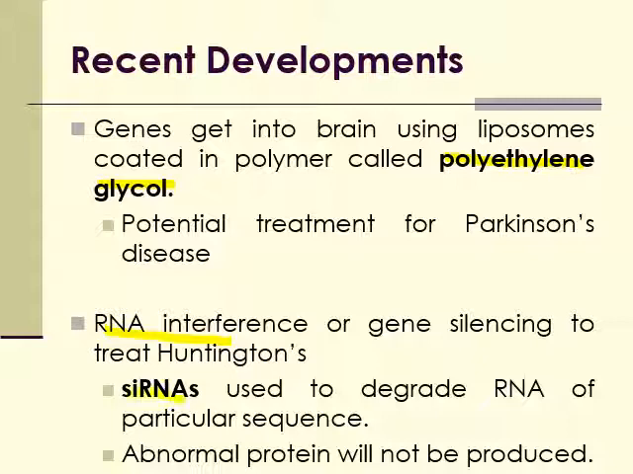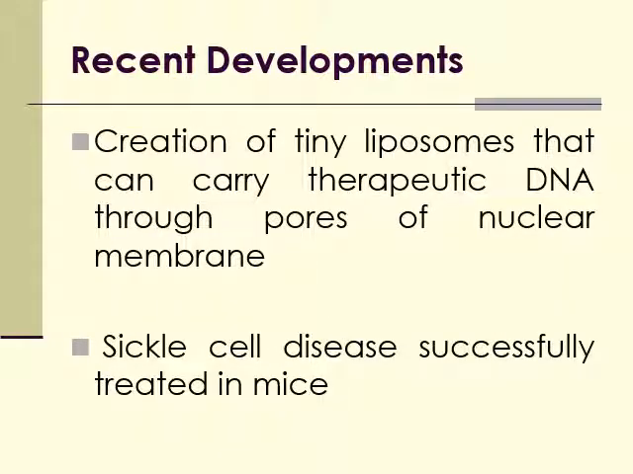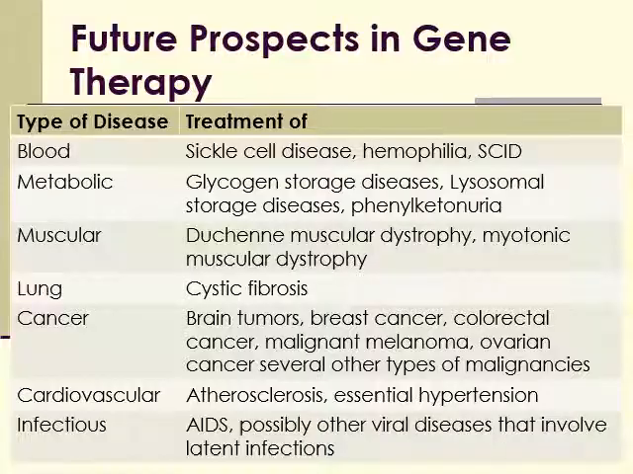So siRNA is used to degrade RNA of a particular sequence. siRNA is the short interfering RNA, or silencing RNA. There is also the creation of tiny liposomes that carry therapeutic DNA through pores of the nuclear membrane. Sickle cell disease was also successfully treated in these.